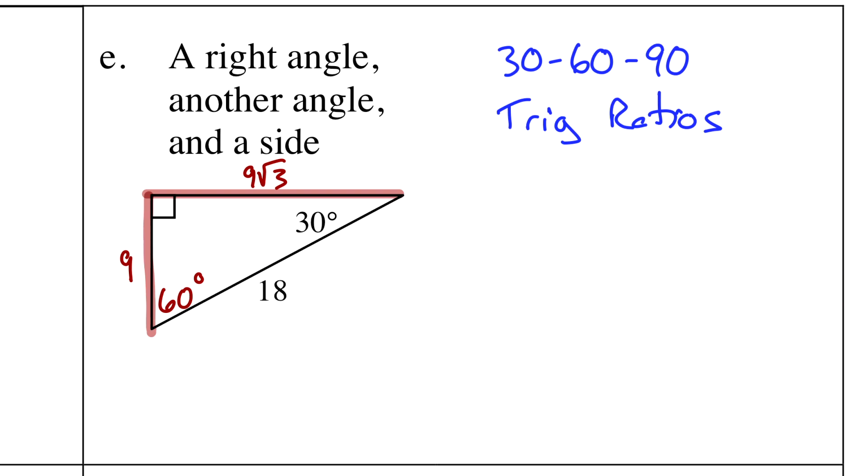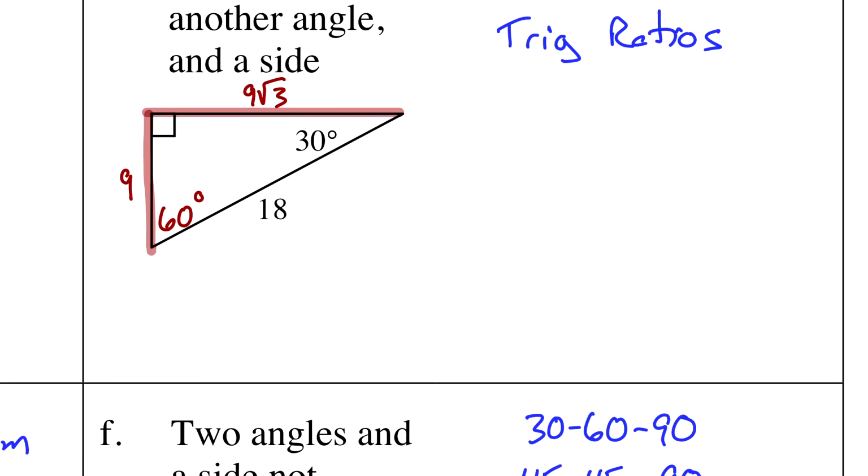Since the hypotenuse is 18, the short leg is going to be half of the hypotenuse. So that's why this is a 9. And 18 is twice as big, and this is 9 root 3. All right, so review your 30, 60, 90, or let me know if you have questions on that.